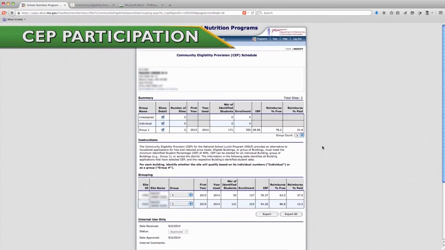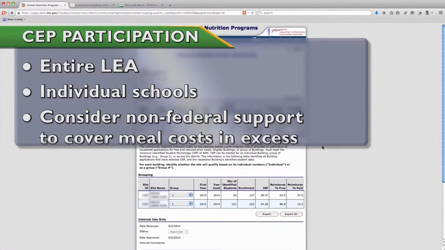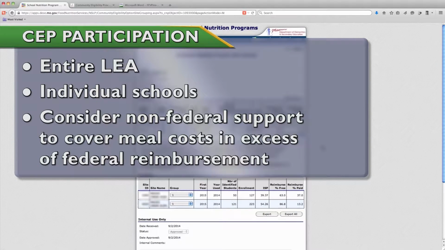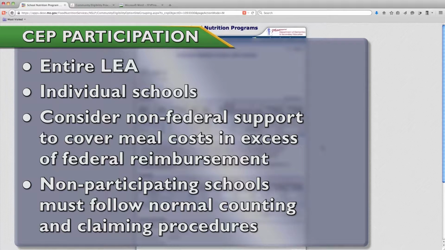An entire LEA may participate in the CEP, or schools may participate selectively, depending on the eligibility of individual schools and financial considerations based on the anticipated level of federal reimbursement. Schools should consider sources of non-federal support to cover meal costs in excess of the federal reimbursement. Schools in LEAs not participating in the CEP must follow normal counting and claiming procedures, including free and reduced price applications, verification, etc. Not every local education agency is eligible to participate in the Community Eligibility Provision.